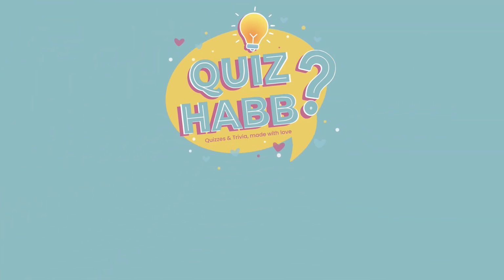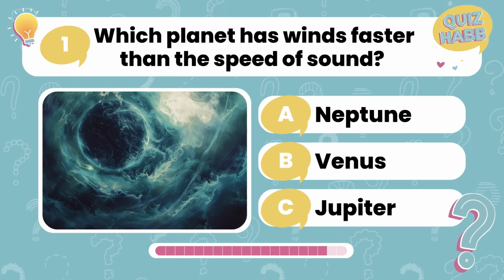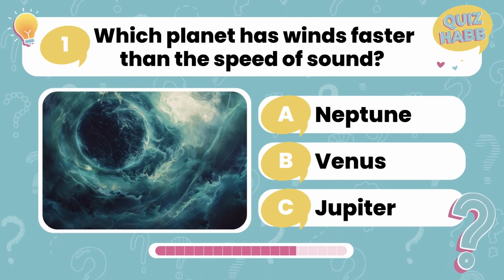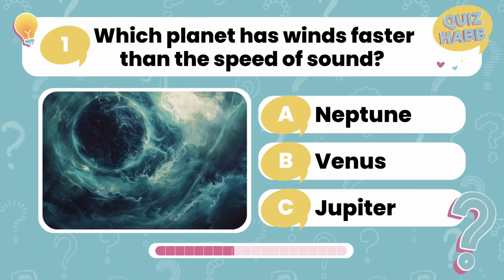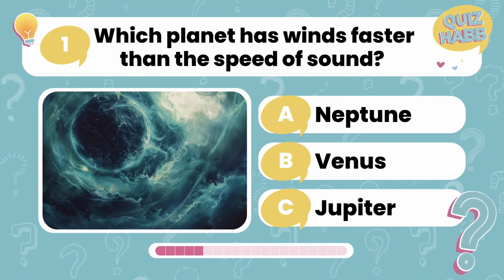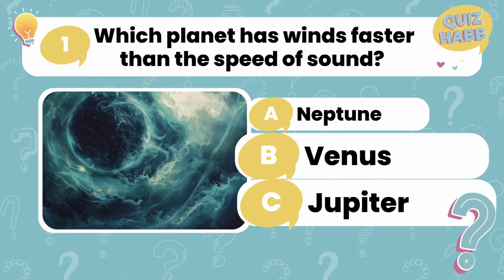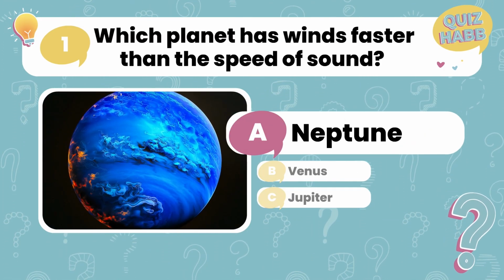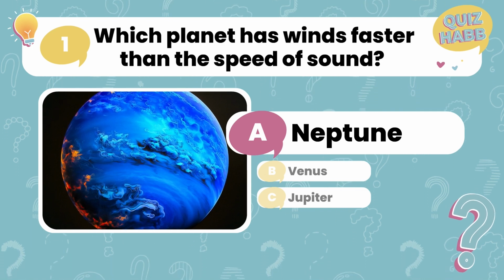Are you ready? Let's go. Which planet has winds faster than the speed of sound? A. Neptune. B. Venus. C. Jupiter. Correct answer, Neptune. Its winds reach 2100 km an hour, faster than sound.